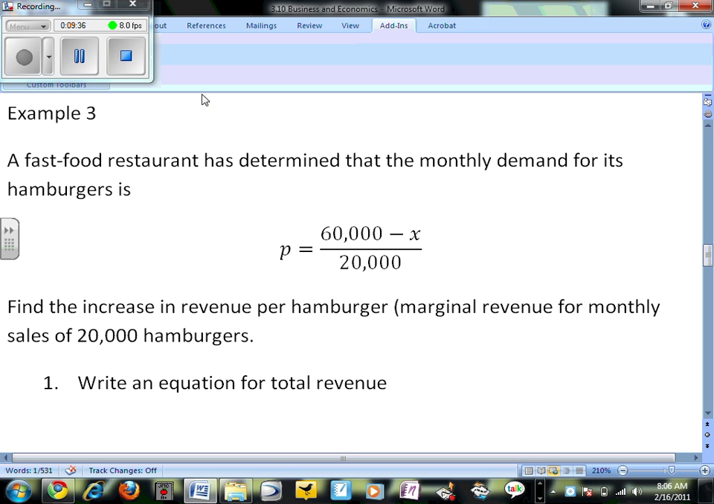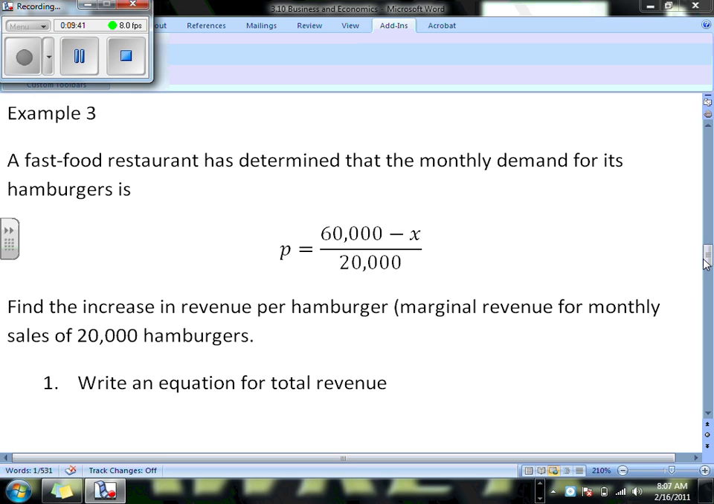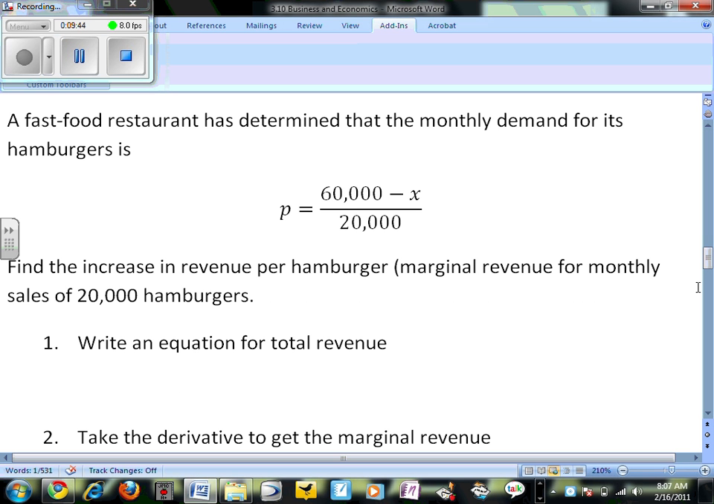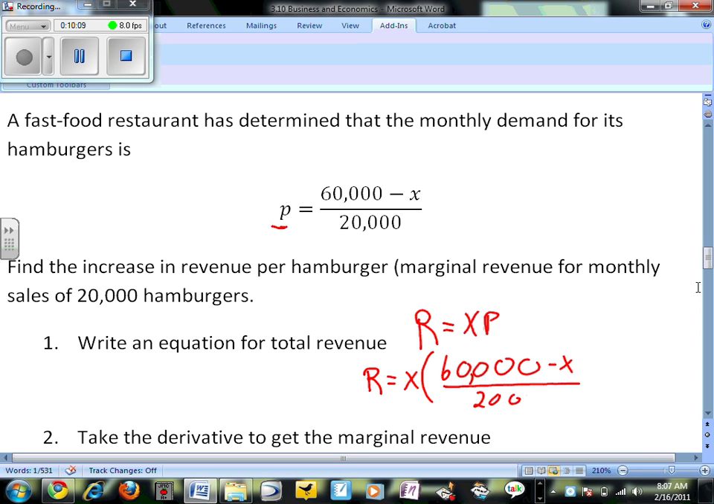So first of all, we have to write an equation for total revenue. To write that equation, total revenue, R, equals, if we go back up to our top, x times P. Well, we were given our P function right here. So our revenue is going to equal x times 60,000 minus x all over 20,000.